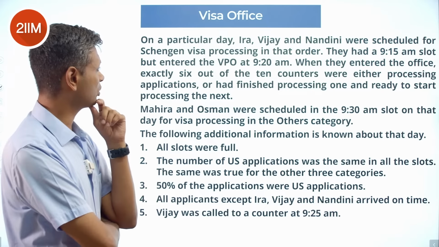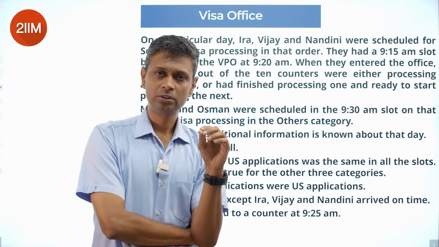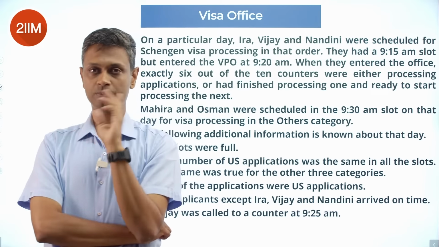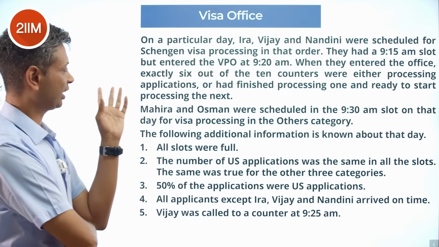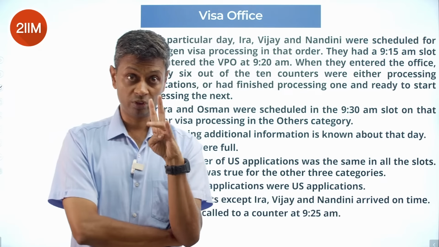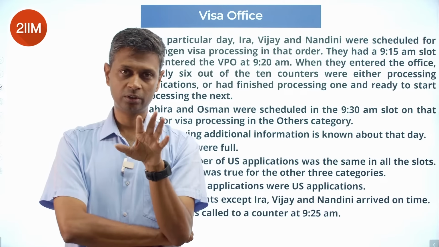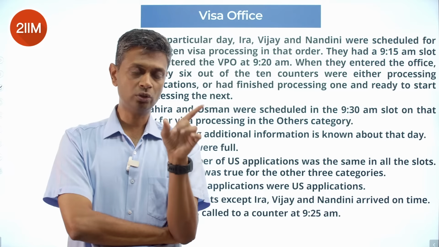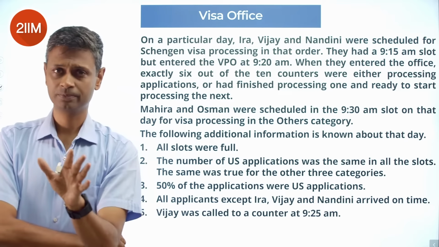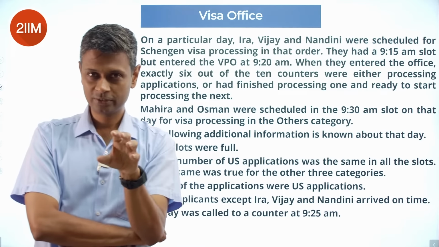When they entered the office, exactly 6 out of the 10 counters were either processing applications or had finished processing one and ready to start processing the next. So they were either in the middle of processing, or they were ready and waiting for the next one to come. They finished processing one, they were ready for the next one to come at 9:20. Another way of thinking about it is 4 of the counters at 9:20 are not processing anything. They're kind of free. Free and taking a break, not waiting for the next one.